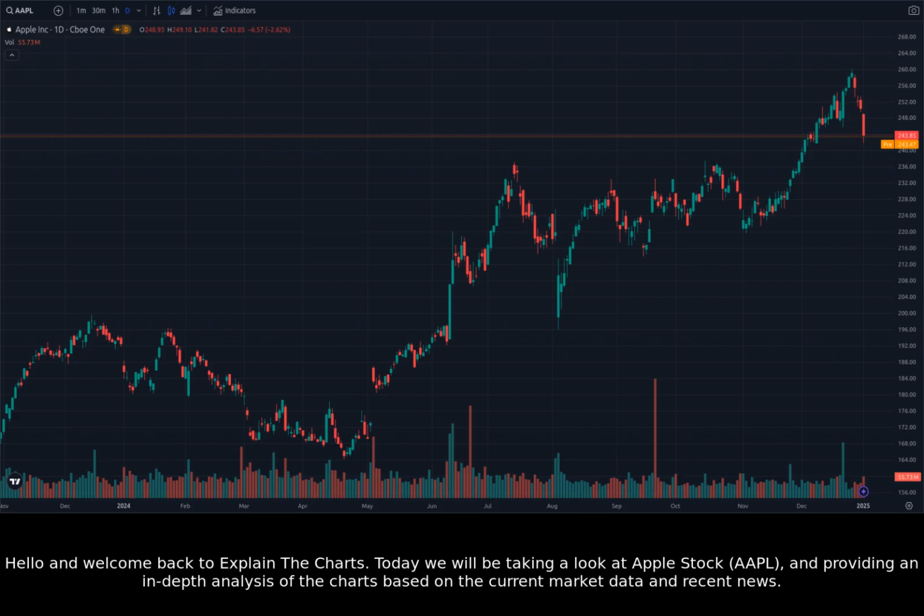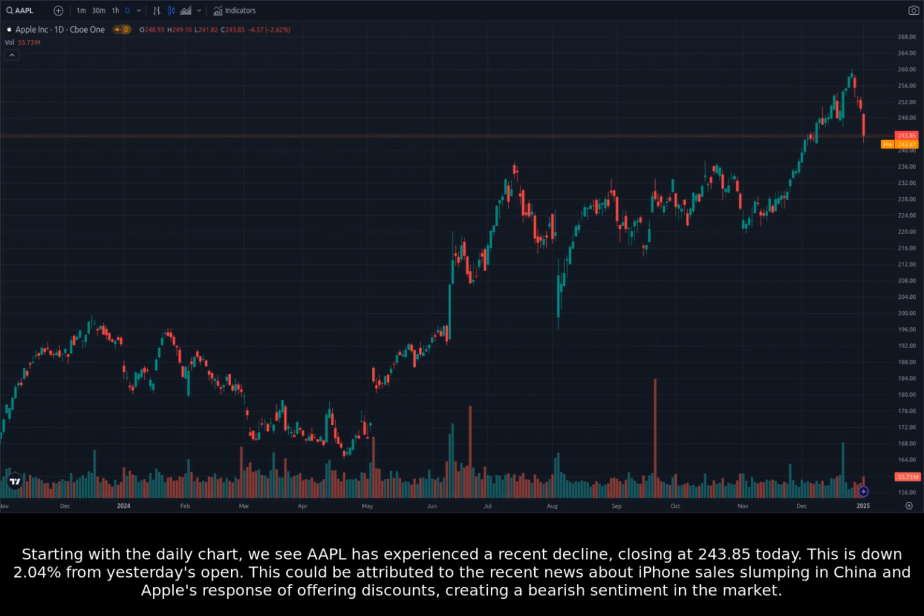Today we will be taking a look at Apple stock, AAPL, and providing an in-depth analysis of the charts based on the current market data and recent news. Starting with the daily chart, we see Apple has experienced a recent decline, closing at 243.85 today. This is down 2.04% from yesterday's open.